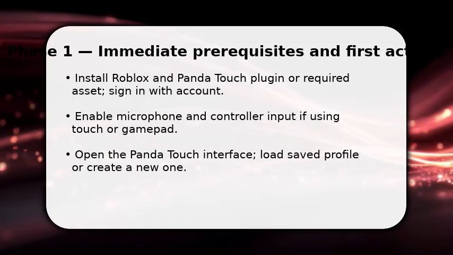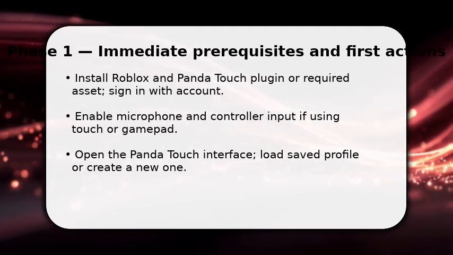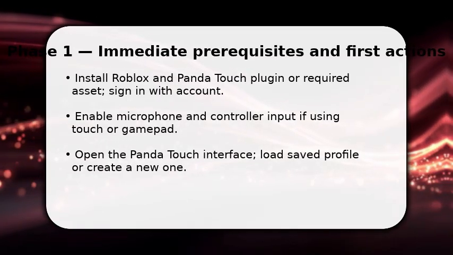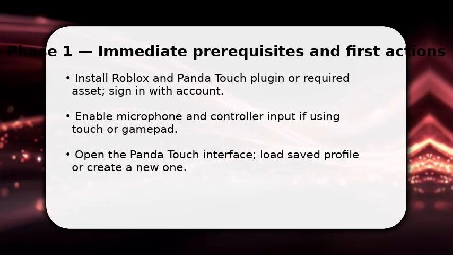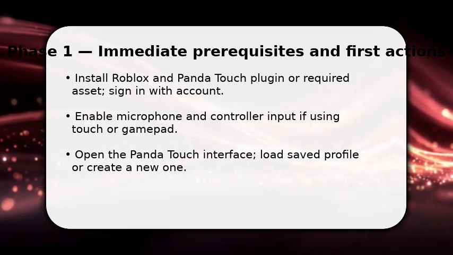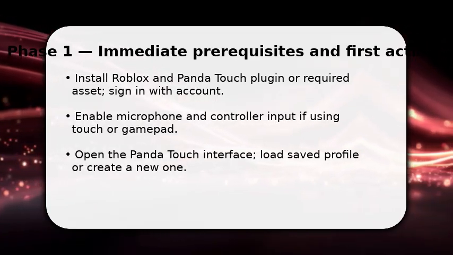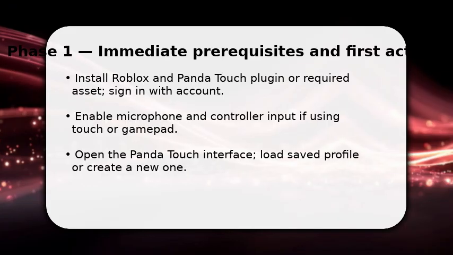You begin by getting the essentials in place. Install Roblox and the Panda Touch module, then sign into your account so progress saves. Once done, enable your microphone and controller or touch input in settings, because accurate input mapping relies on those permissions. Next, open the Panda Touch interface inside Roblox.